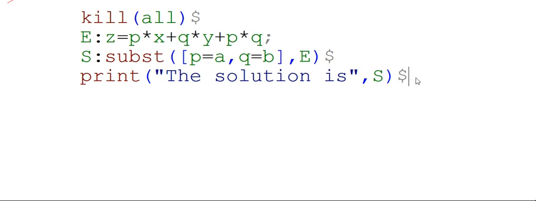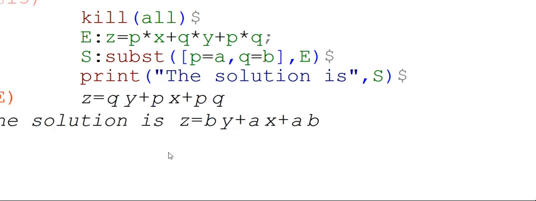So when I execute this using the shift enter button, I am getting here the solution. The solution is z is equal to by plus ax plus ab. This will become the solution.